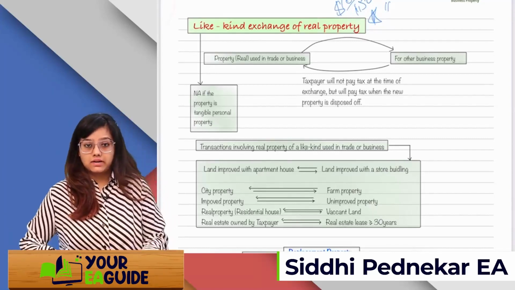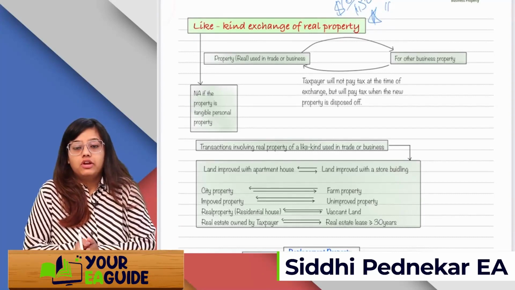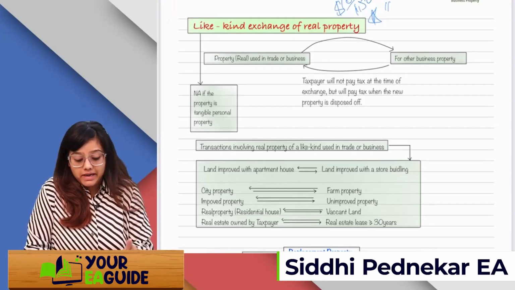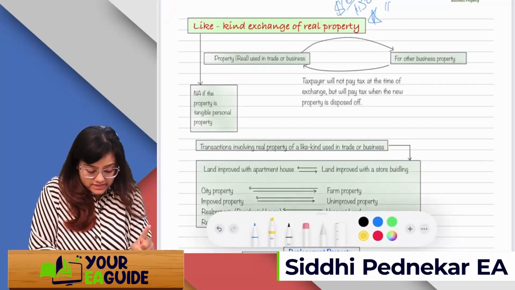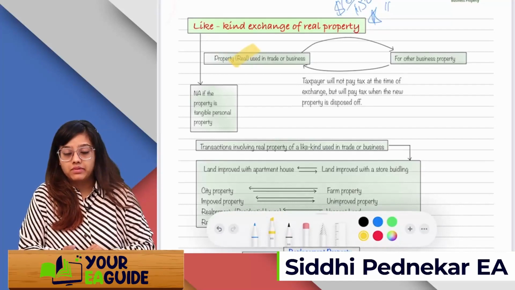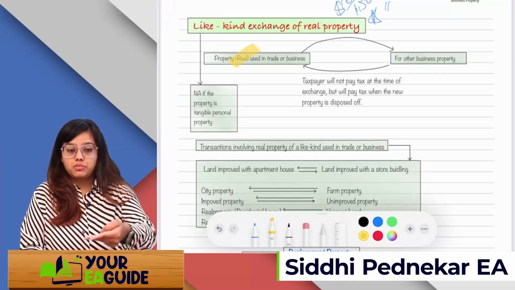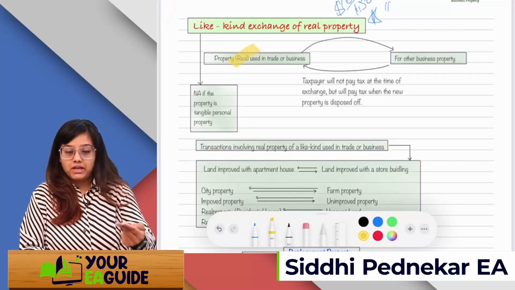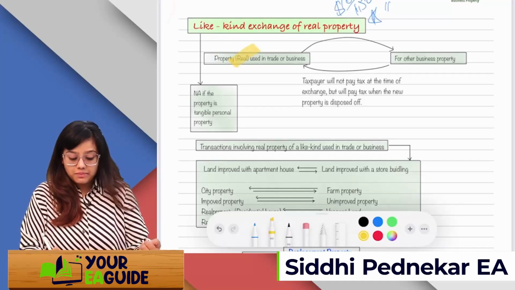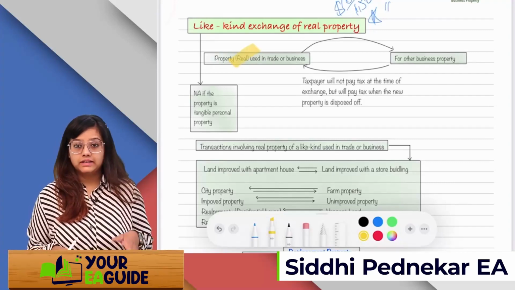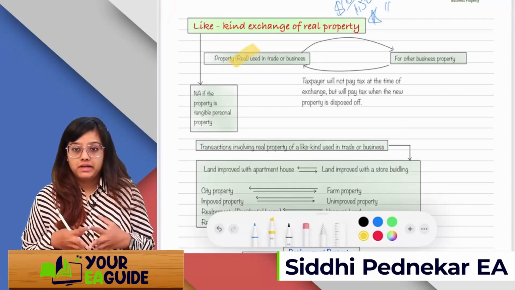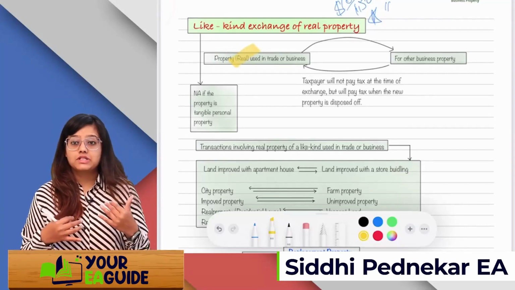Okay, so let's start. If you are transferring a property, it is mandatory that it should be real estate, meaning land and building. For other business property, if you're transferring a property and receiving a property, that should be a business property. The taxpayer will not pay any tax at the time of exchange, but the taxpayer will pay tax when the new property is disposed of, right?